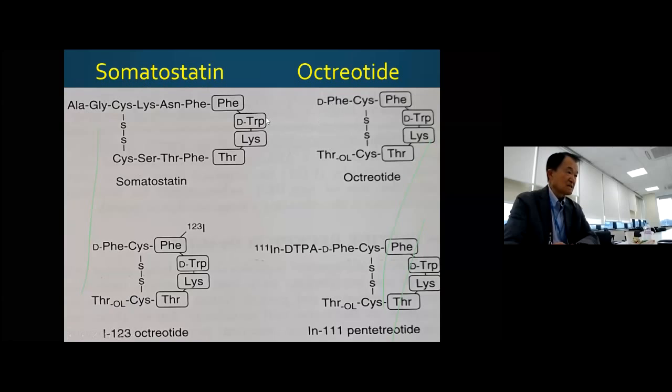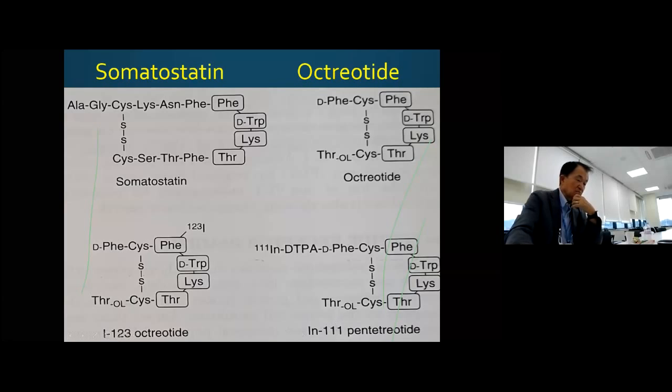So this is the somatostatin chemistry. The octreotide is just a 10 amino acid peptide here. Within this one, we put the indium with chelation. So that's the indium octreotide here. Iodine is attached to an amino acid here, also octreotide. And as you know, indium and iodine-123 are good agents for imaging, with good physical properties and optimal half-life.